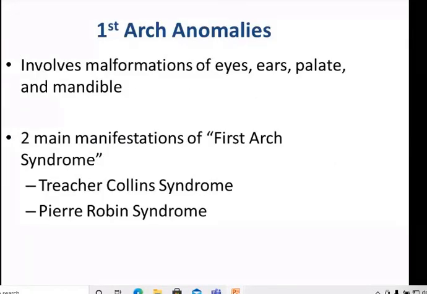Now coming to the first arch anomalies. You should know the different derivatives of the first pharyngeal arch. The first arch anomalies mainly involve malformation of the eyes, ears, palate, and the mandible. The two main manifestations of the first arch syndrome are known as Treacher-Collins syndrome and Pierre-Robin syndrome.